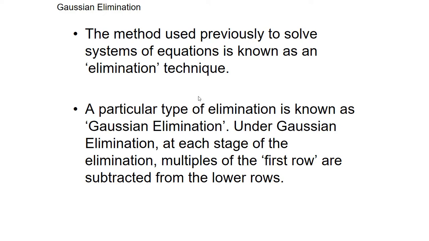We eliminate the variables one by one, we form an upper triangular system, but what distinguishes Gaussian elimination is that at each stage, multiples of the first row, or the first row under consideration, are subtracted from the rows lower down. We don't multiply the rows lower down by any particular number. That's what distinguishes Gaussian elimination.